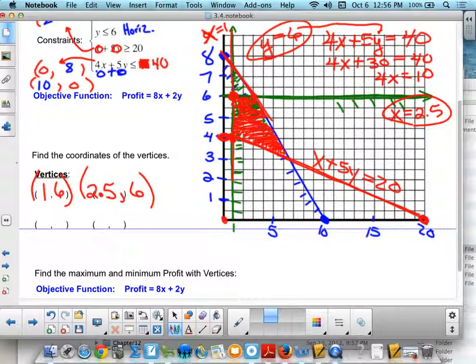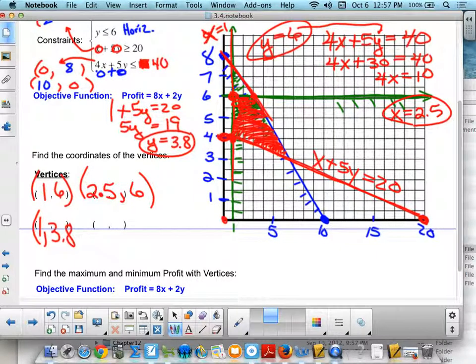Which method? Substitution. Put the 1 in for x. 1 plus 5y equals 20. 5y equals what? 19. Divide by 5, 3.8. Yeah, see, they get kind of nasty. Okay, so when x is 1, y is 3.8.